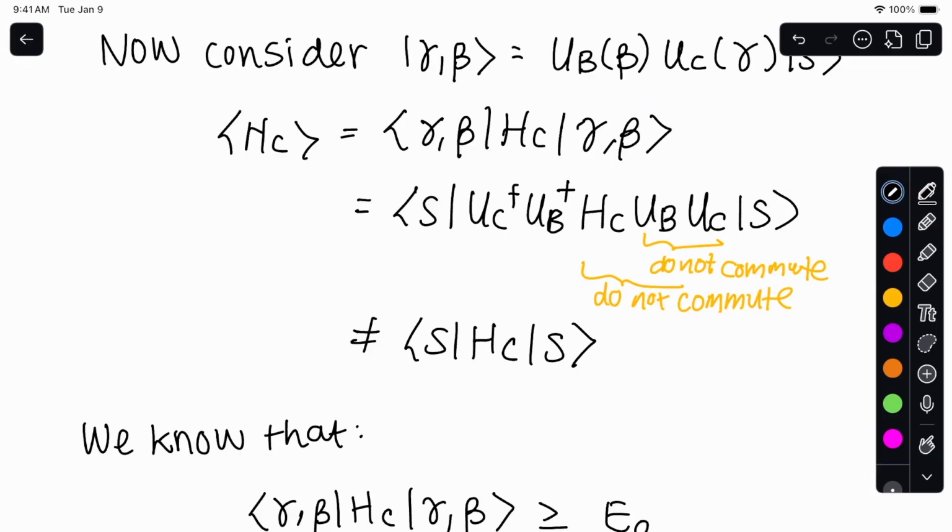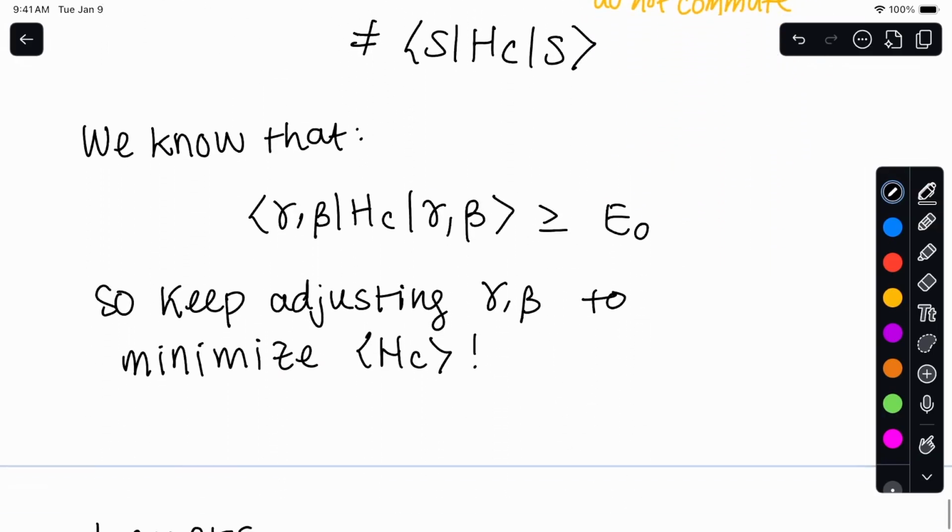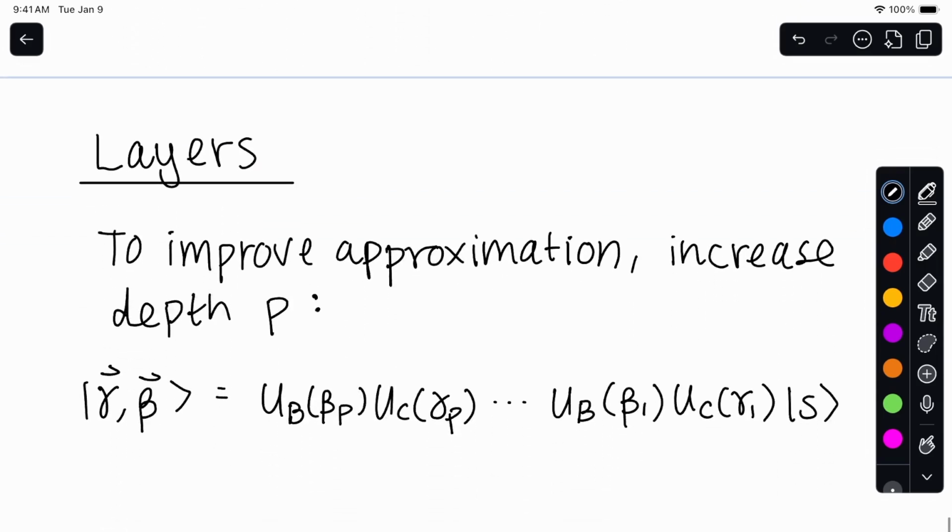expectation value. And we know that that expectation value is always going to be greater than or equal to the minimum state. So we're just going to keep adjusting gamma and beta until we find the minimized expectation value, and then we say, okay, that's the approximate lowest expectation value. So if we want to improve the approximation further, then we just need to increase the depth p.